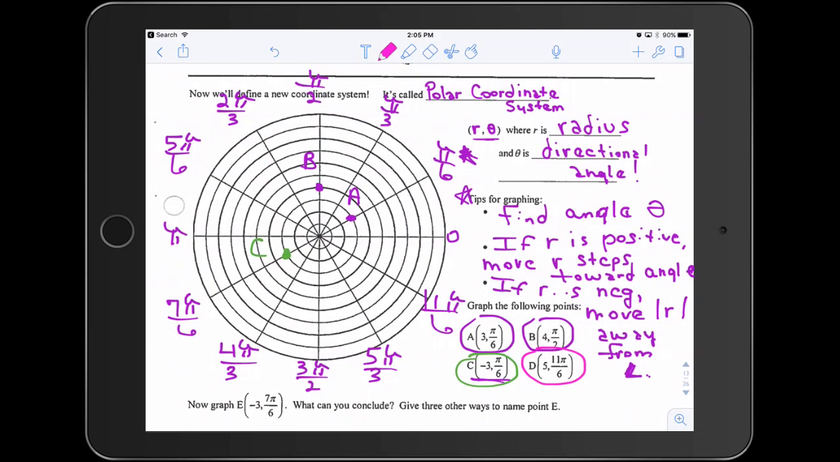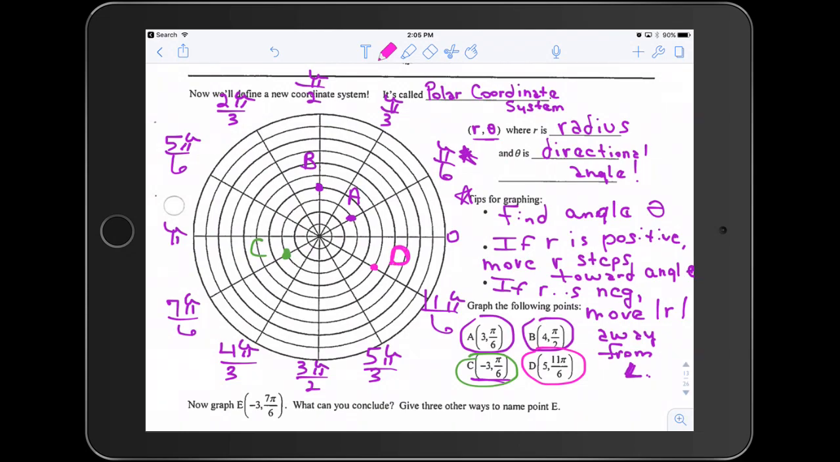And just because I figured out how to change colors, I'm going to go with the bright, nice pink for point D. Now 11 pi over 6, remember directional angles rotate from 0 counterclockwise, so we're going all the way around to 11 pi over 6, and we're going 1, 2, 3, 4, 5 units out. So that is, in a nutshell, how you graph on the polar coordinate plane.